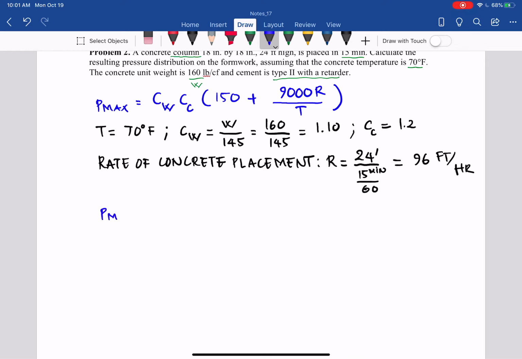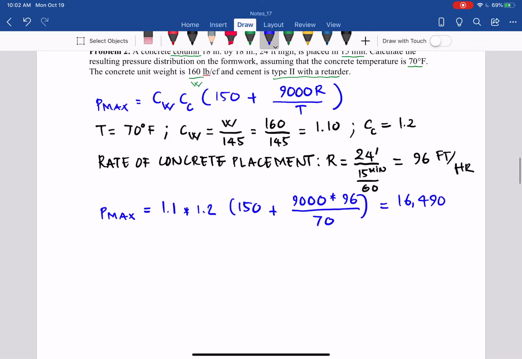So we have Pmax equal to 1.1 times 1.2 times (150 + 9,000 times 96 divided by 70). So you get 16,490 pounds per square foot. And of course, it needs to be within the minimum pressure and maximum pressure.